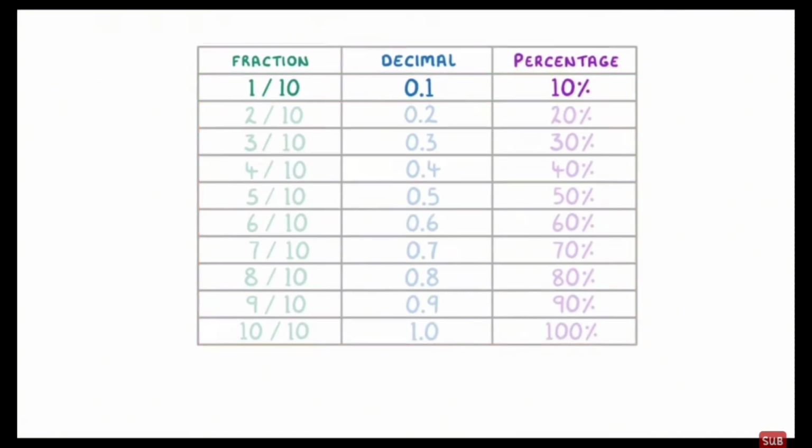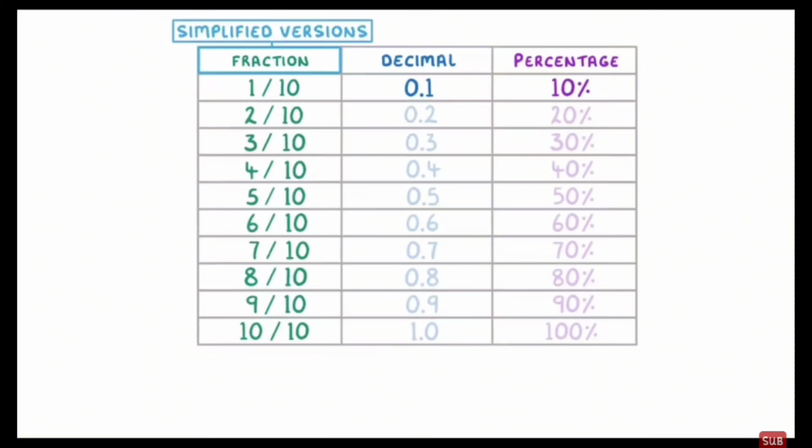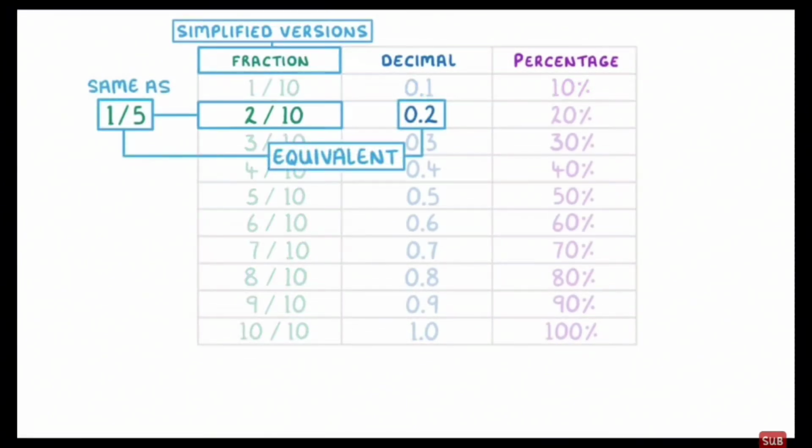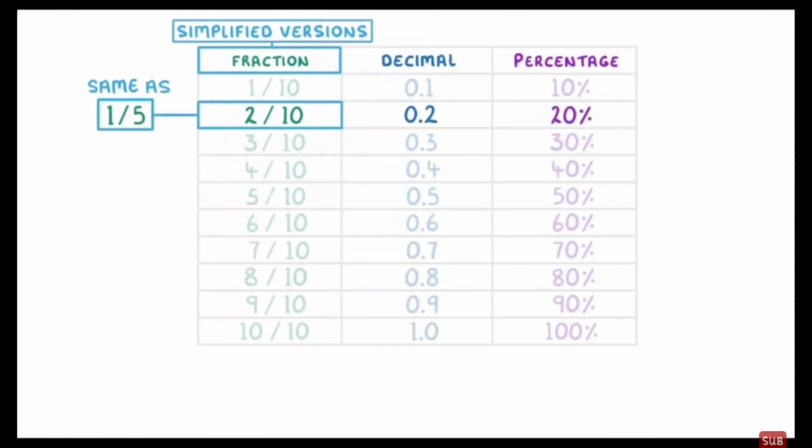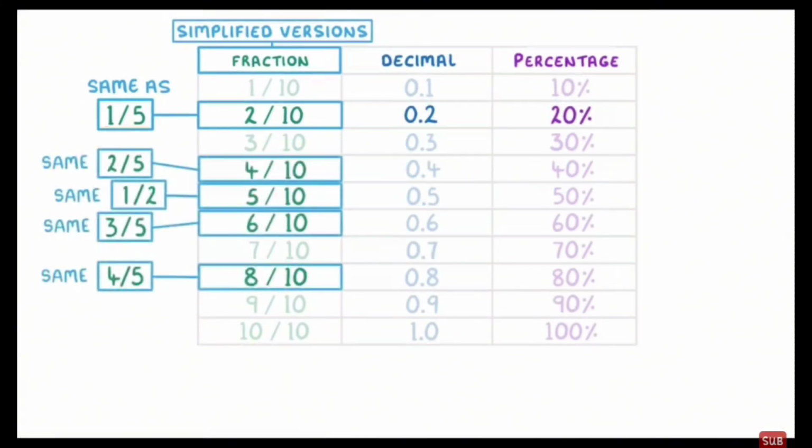One thing you need to watch out for, though, is the simplified versions of fractions. For example, 2/10 is the same thing as 1/5. So 1/5 is equivalent to 0.2 and 20%. And the same goes for these other simplified versions.